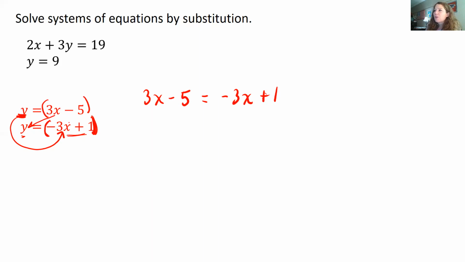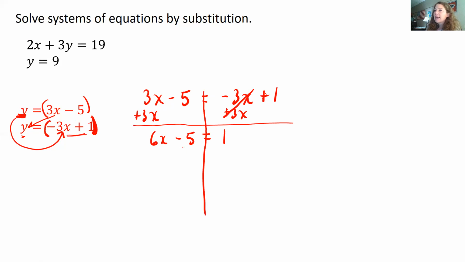Either way, we want to get our x's together. So we're going to move this smaller x. The opposite of -3x is plus 3x, so we're adding 3x to both sides first. So this goes away, and 3x plus 3x is 6x minus 5. Over here we have left a 1, right? We want to solve for x, so to get rid of the minus 5, it would be plus 5, plus 5. So 6x is equal to 6. And then to solve for x, I'm dividing both sides by 6, and I get x equals 1.